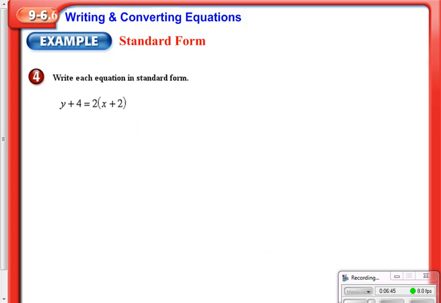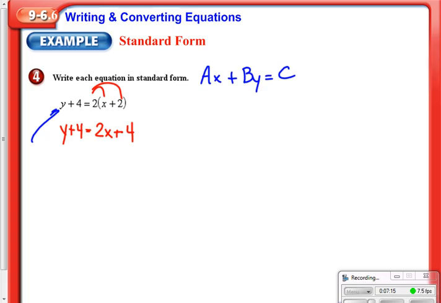Example 4 says write each equation in standard form. If you look at the equation, they give it to us in point slope form. Standard form, ax plus by equals c. Remember, a, b, and c are all integers. So what we'll need to do first here is I'm going to go ahead and drop y plus 4 down, equals. Next, I need to get rid of these parentheses by distributing. So 2 times x is 2x. 2 times 2 is a positive 4.